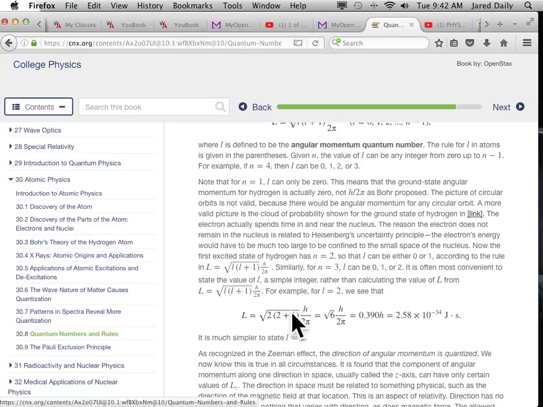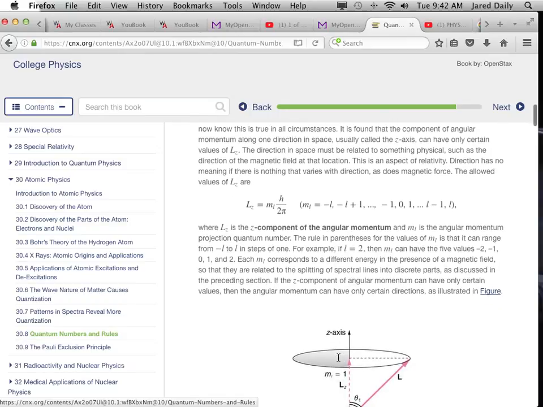And for m sub L, that calculates L sub z, the z component, just one part of this angular momentum that is associated with the fine structure, the splitting of the energy levels. This is how you calculate it: you use the m sub L quantum number and multiply by h over 2 pi, and that gives you that particular value of the momentum.